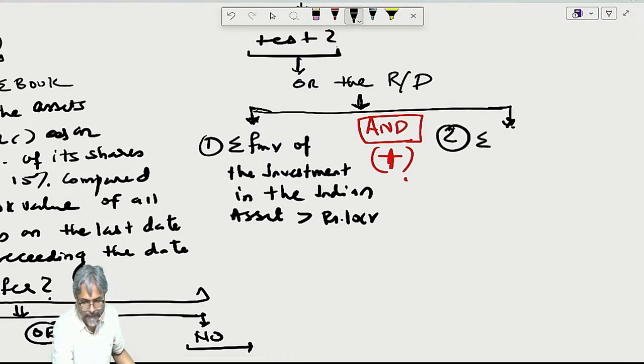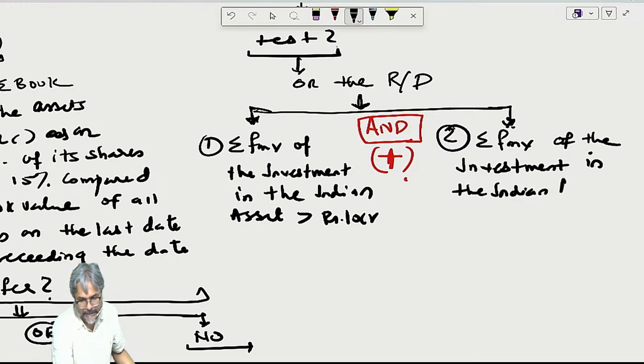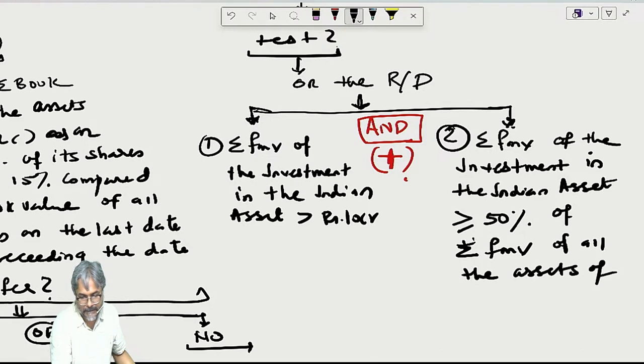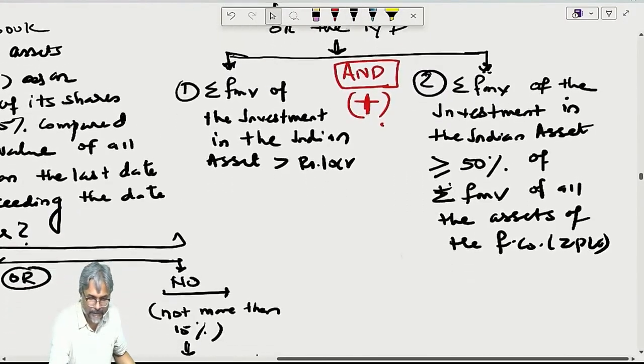And point number two, the aggregate fair market value of the investment in the Indian asset is greater than or equal to 50% of the aggregate fair market value of all the assets of the foreign company ZPLC.